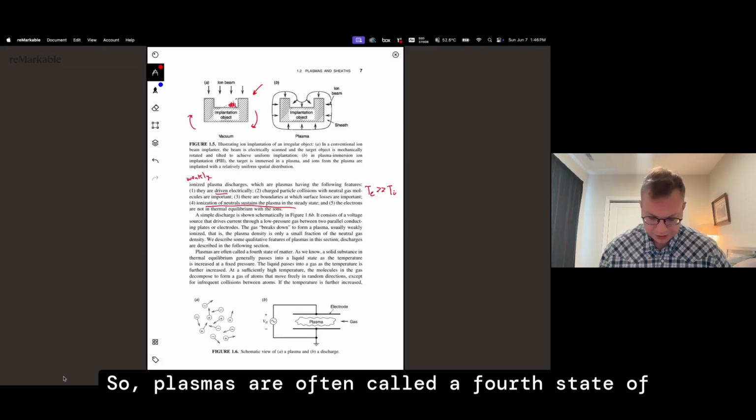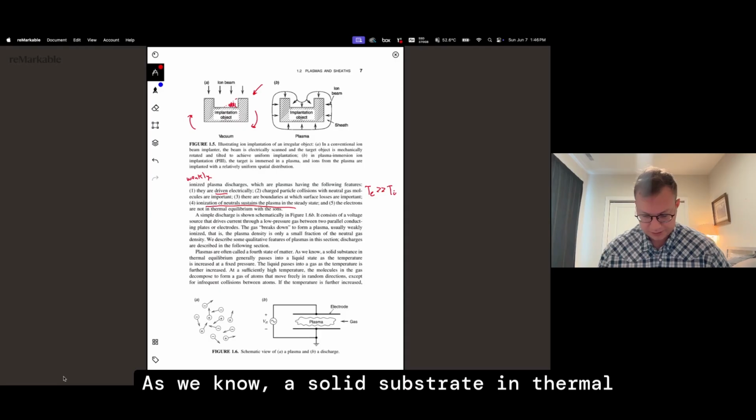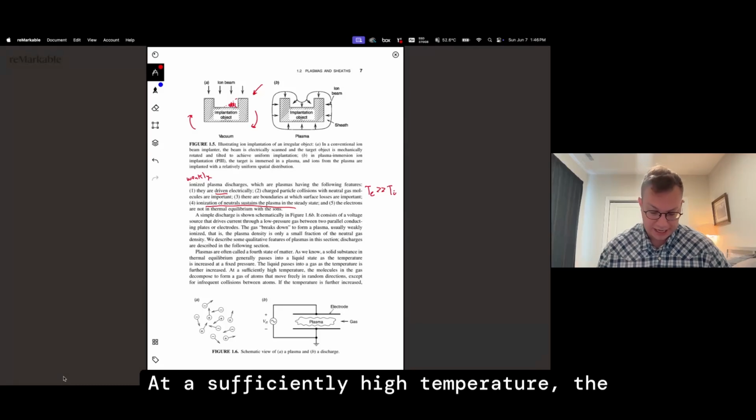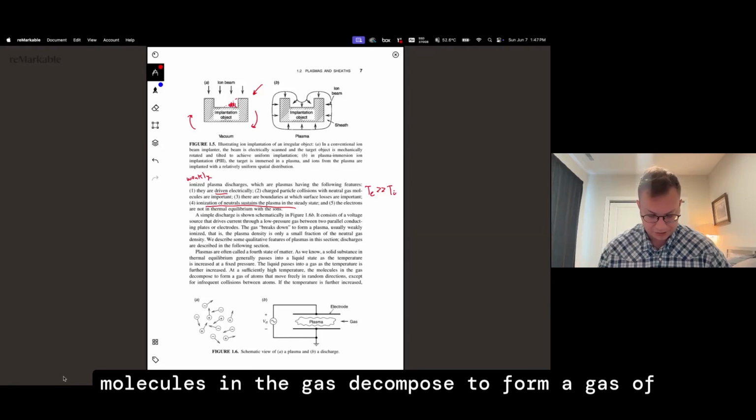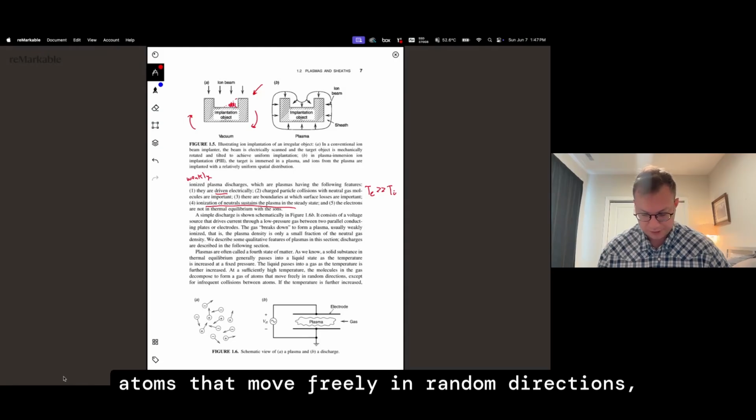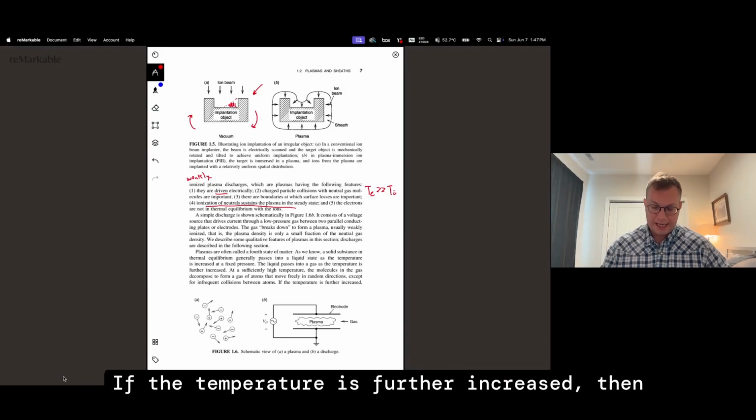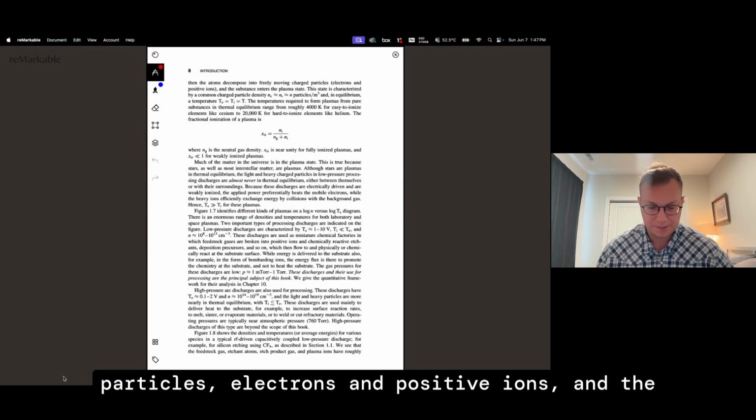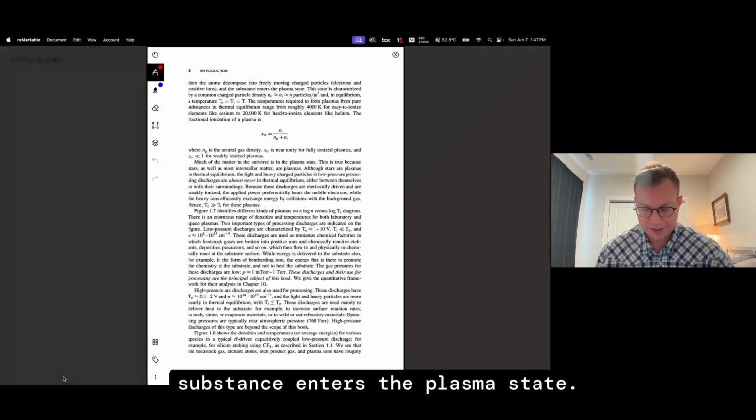So, plasmas are often called a fourth state of matter. As we know, a solid substance in thermal equilibrium generally passes into a liquid state as the temperature is increased at a fixed pressure. The liquid passes into a gas as the temperature is further increased. At a sufficiently high temperature, the molecules in the gas decompose to form a gas of atoms that move freely in random directions, except for infrequent collisions between the atoms. If the temperature is further increased, then the atoms decompose into freely moving charged particles, electrons and positive ions, and the substance enters the plasma state.